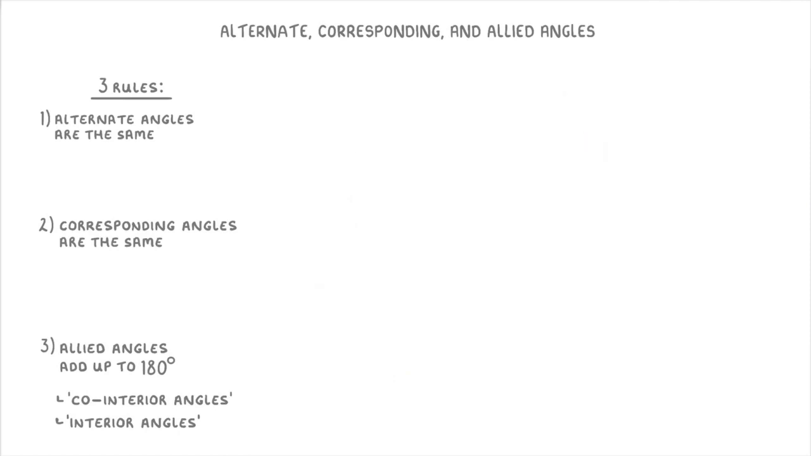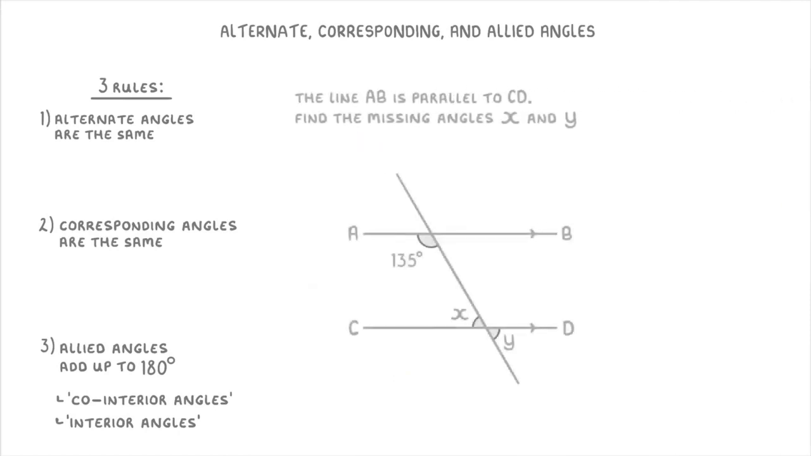To see how it all works in practice, let's have a go at this exam question. So in this question, we have a pair of parallel lines, AB and CD, and then a transversal that cuts through the two of them. And we need to find the missing angles X and Y. Now, because of all of the different rules that we can use, there are normally multiple ways that we can do questions like this, and so there's no one correct way of doing it.